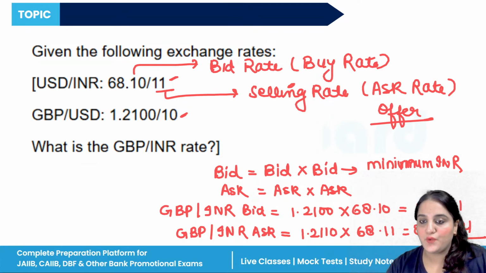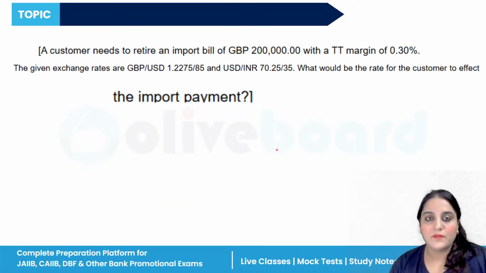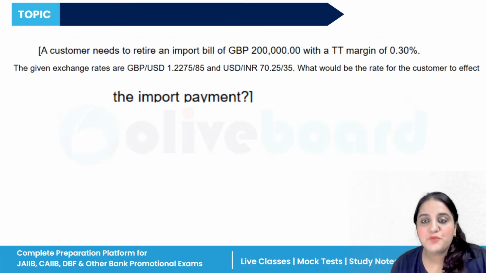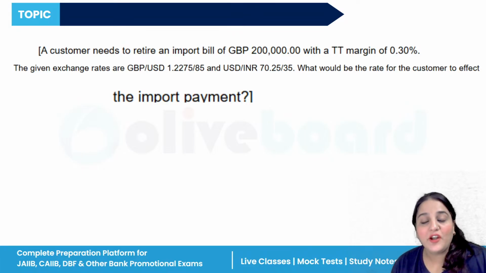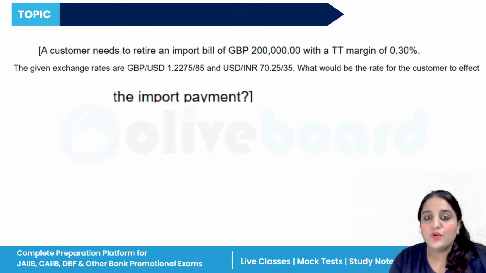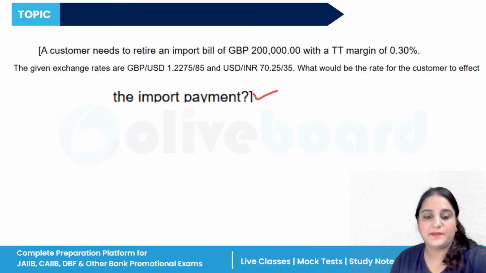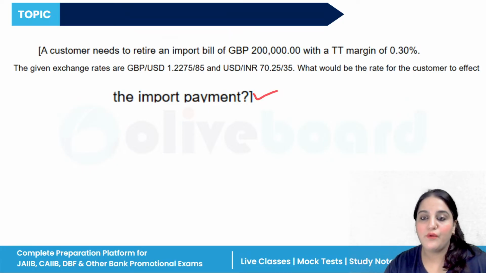Let's move to the next question. There is a customer who needs to retire an import bill of British pound 2 lakh with a TT margin of 0.30%. Given exchange rates are British pound US dollar, and US dollar INR. So what would be the rate for the customer to effect the import payment? So the question is there in front of us.